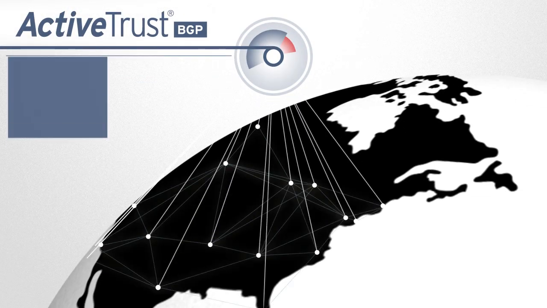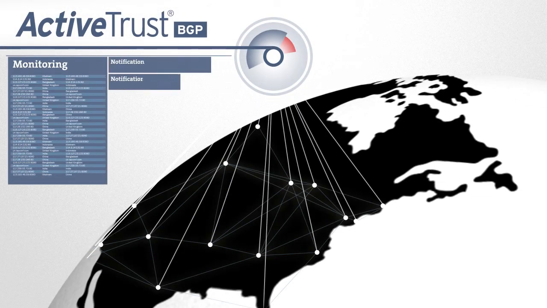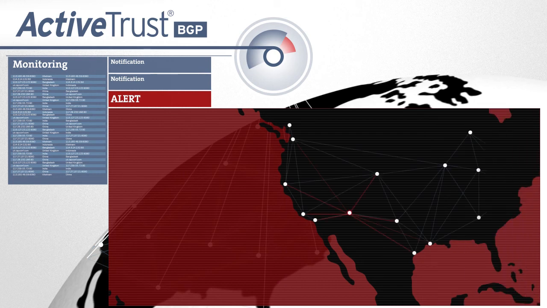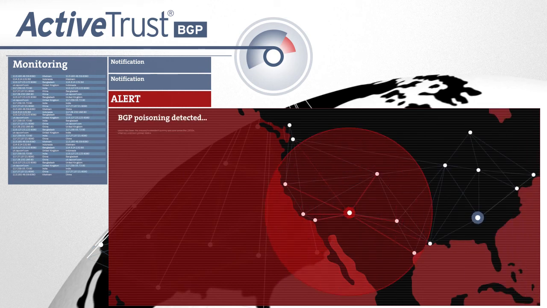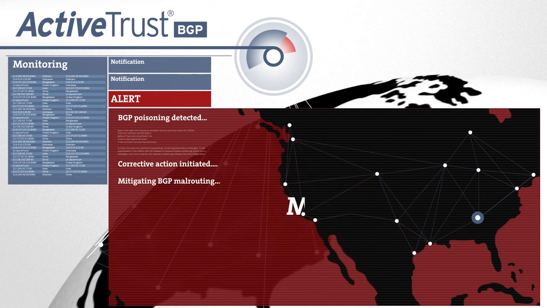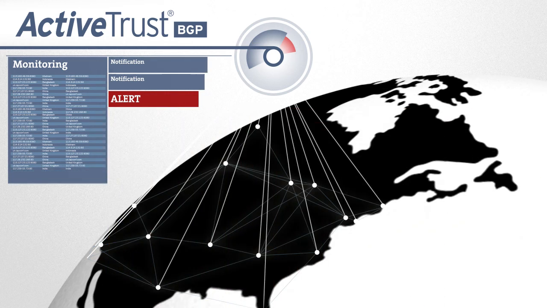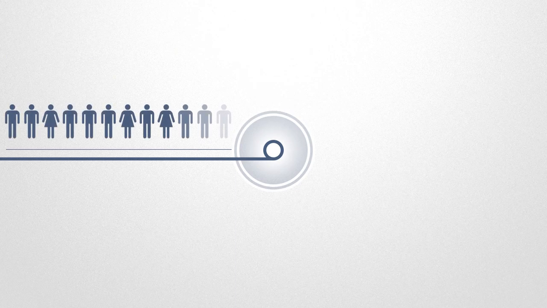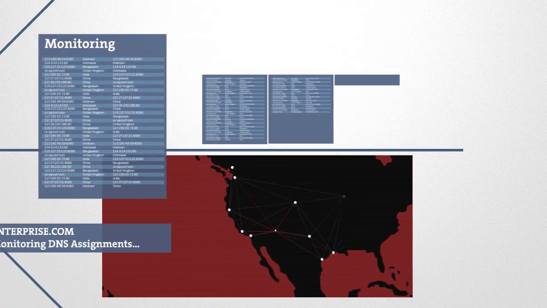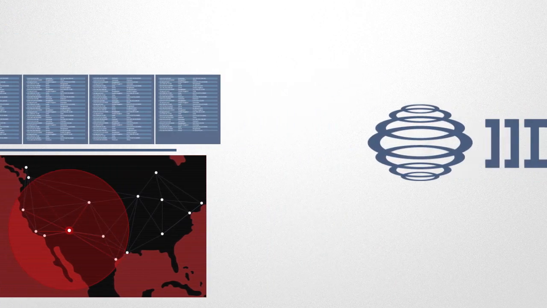ActiveTrust BGP constantly probes the internet infrastructure for malicious or accidental configuration issues, both within an organization and throughout its extended enterprise. Suspicious changes generate an instant response. The always-on nature of IID's human analyst team, coupled with ActiveTrust's always monitoring system of probes, stays on top of internet infrastructure like no one else can.